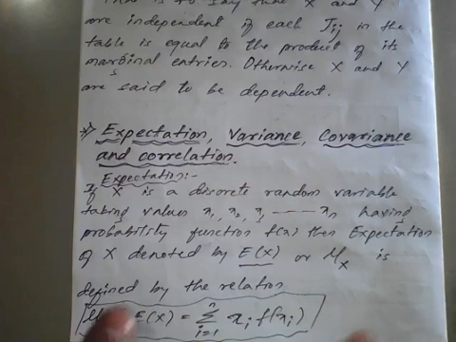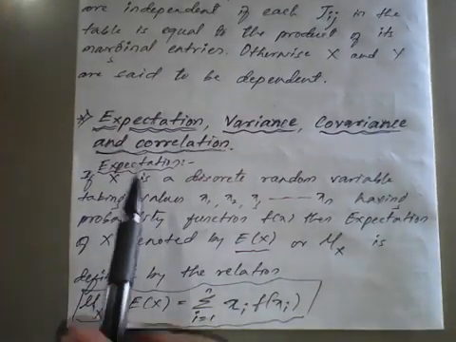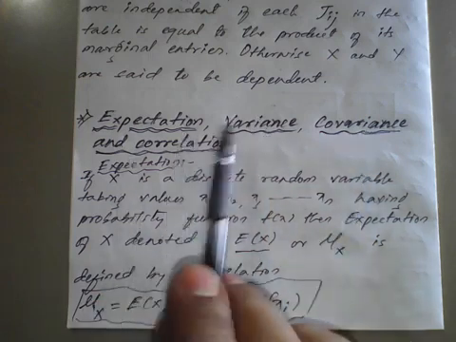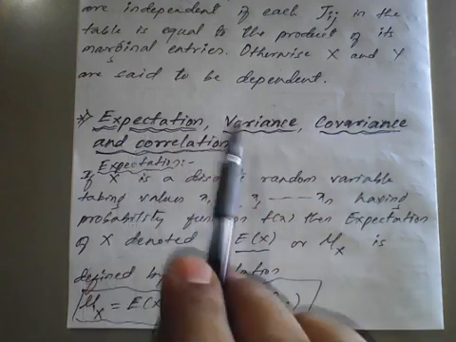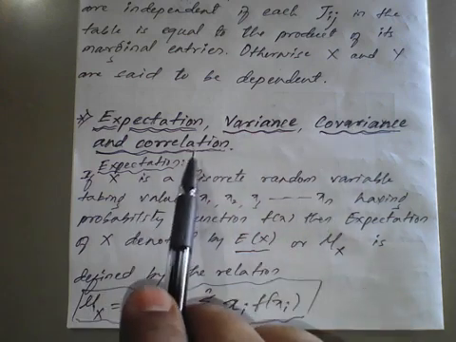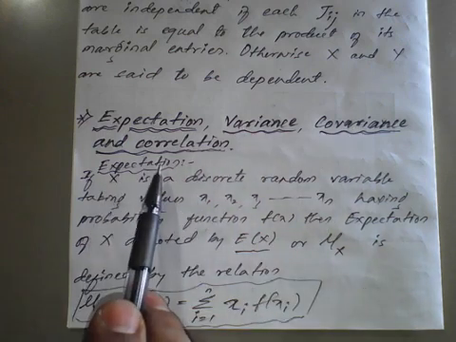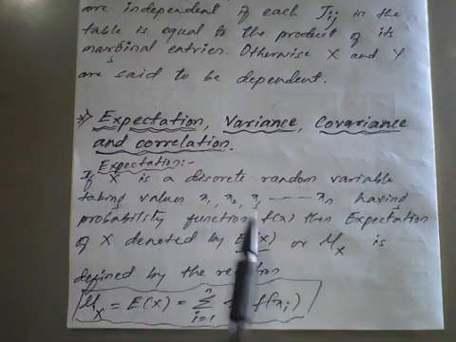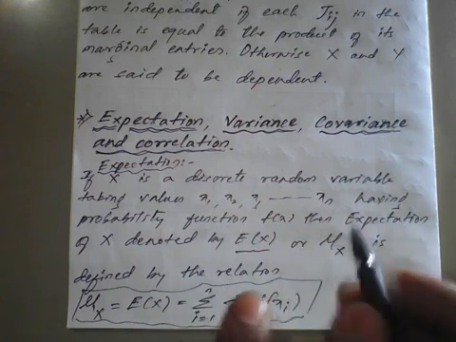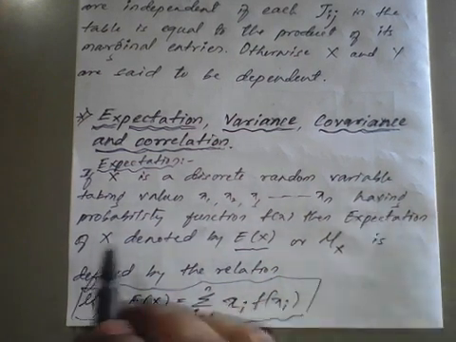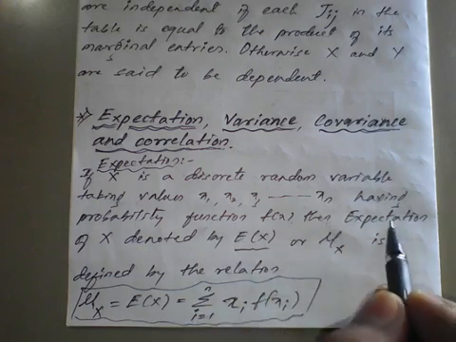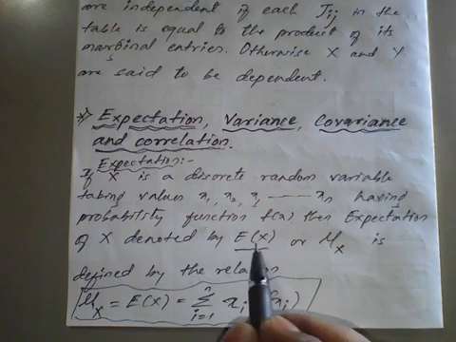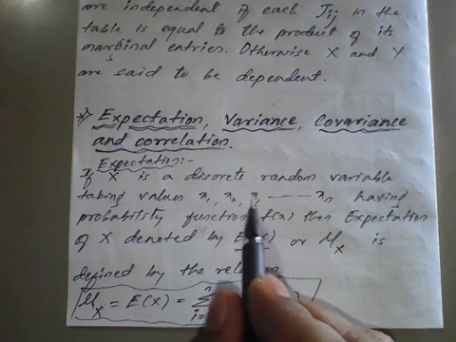Next, very important results. We have to remember these to prove the examples: expectation, variance, covariance and correlation. So the problems are based on expectation, variance, covariance and correlation. First we will see what expectation is. If x is a discrete random variable taking the values x1, x2, x3 and so on up to xn, having probability function f of x, then the expectation of x is denoted by E of x. Another name for expectation is the mean of the given random variable x.